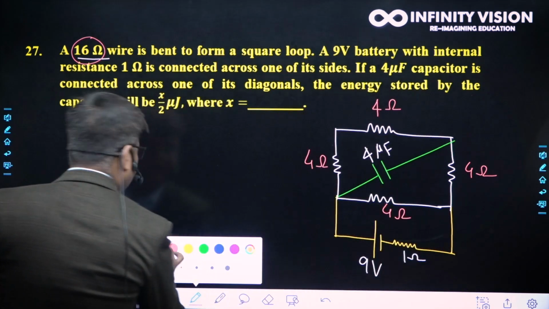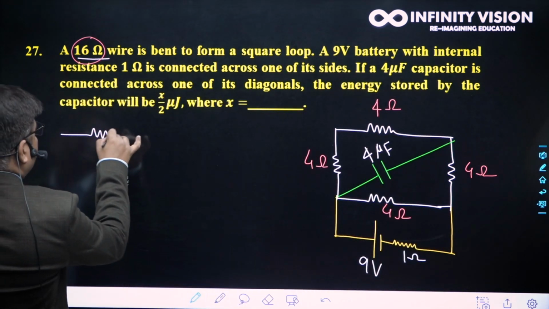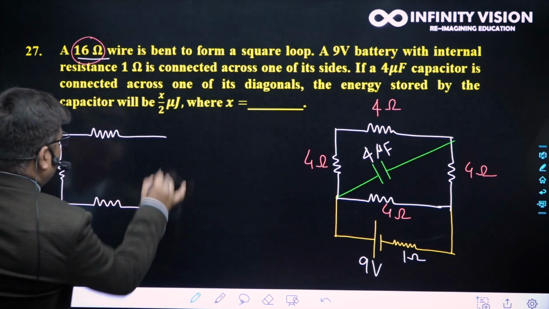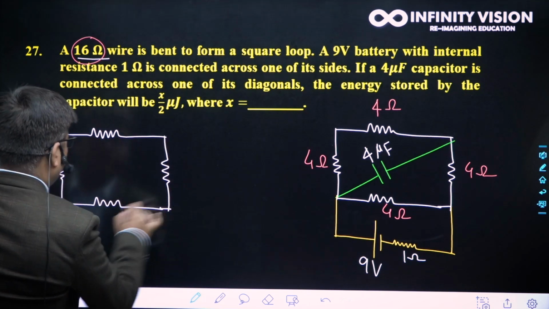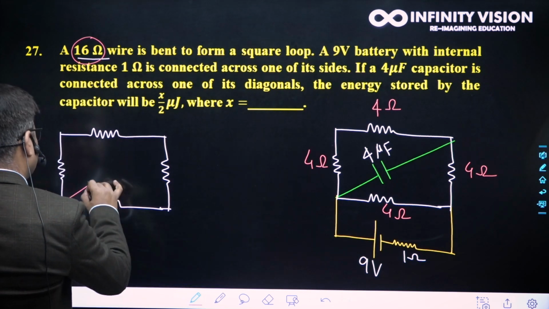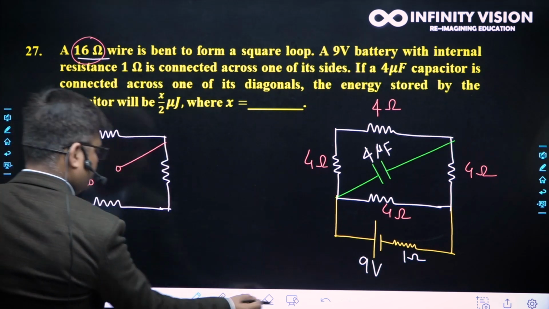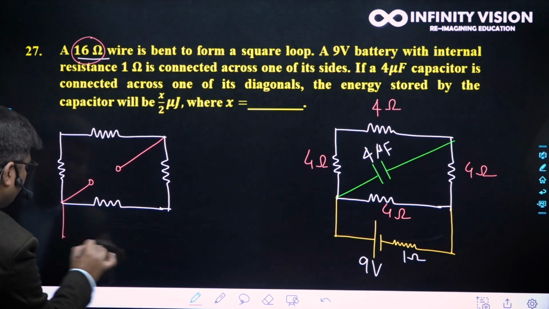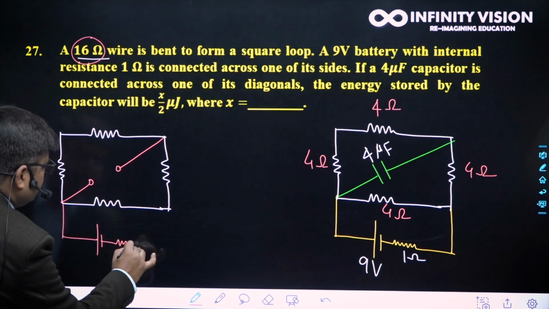So we can redraw this circuit as follows. And here it is an open circuit. Now the battery is of 9 volt and this is the internal resistance.